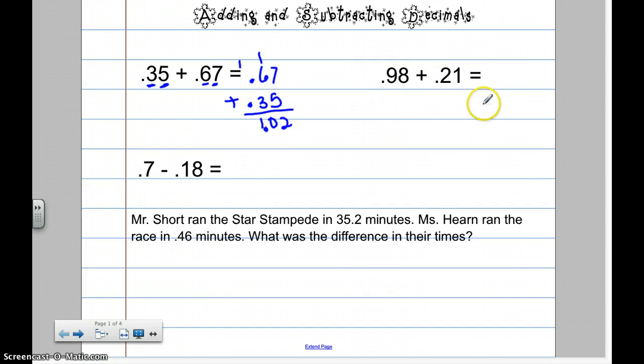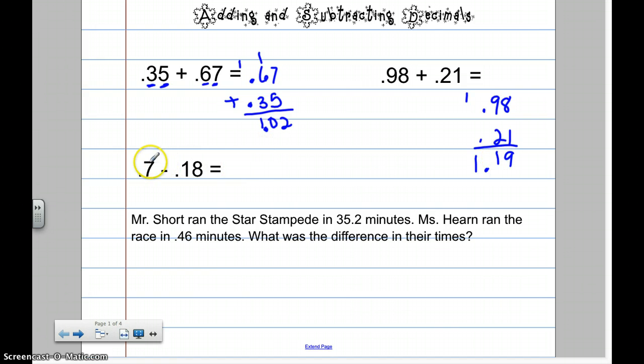Let's look at this one. I have 98/100ths and 21/100ths. So I'm going to add. I'm going to carry this one over to the ones place. So I have 1 whole and 19/100ths.